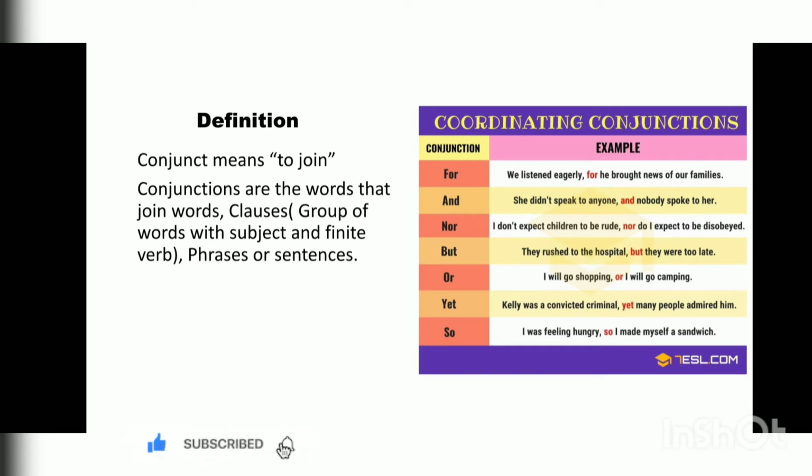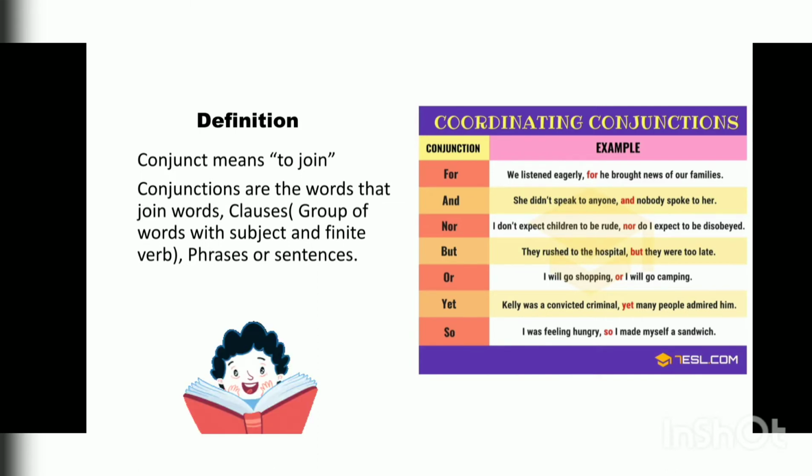So yes, conjunctions are the words that join words, clauses, phrases and sentences. Now I have taken a few examples like for, and, nor, but, or, yet. So these all are examples of conjunctions. See, I have given it in this picture so you can read it and understand it.